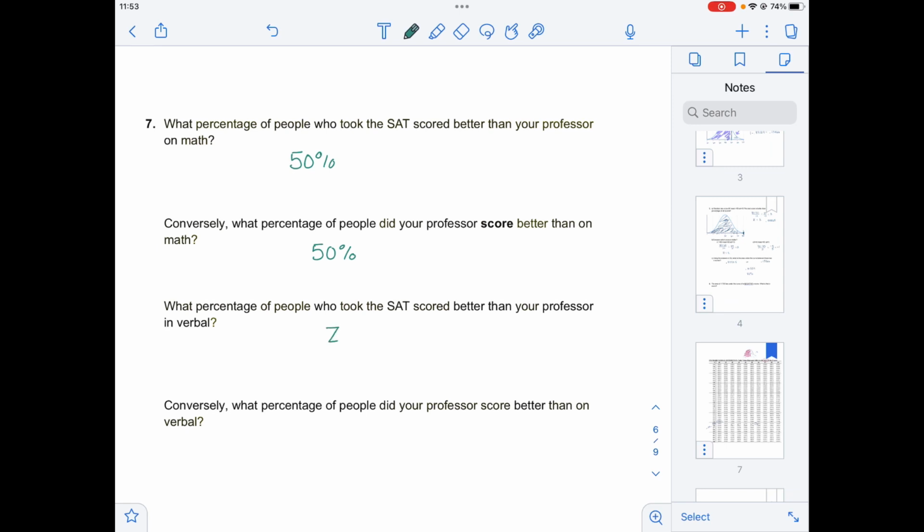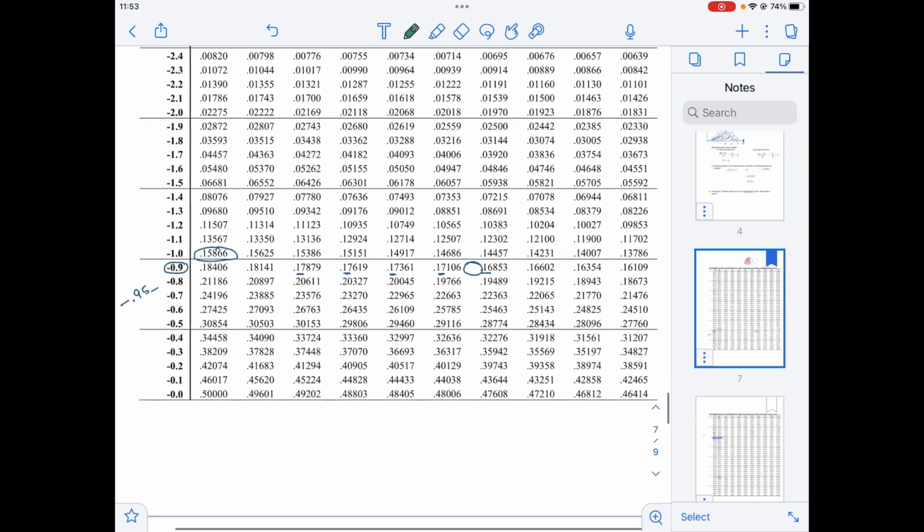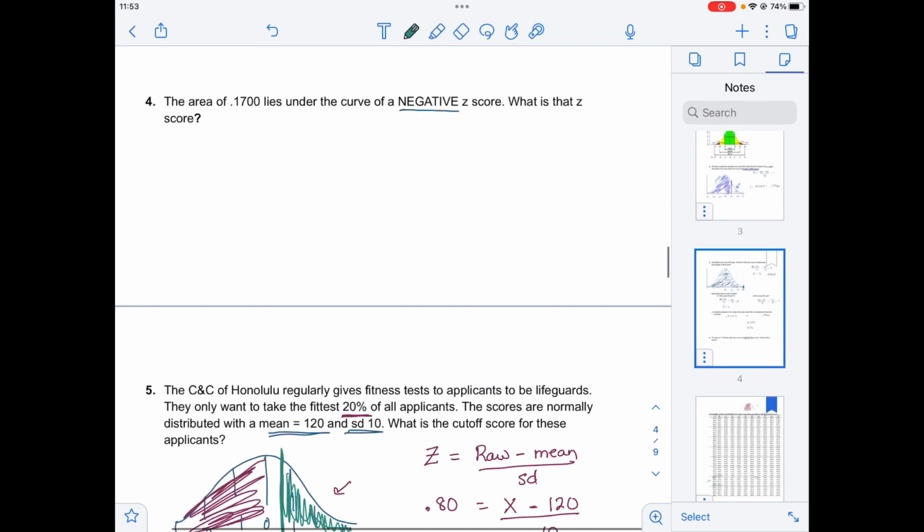So our Z-score for our verbal was negative 0.5. Let's look at our table and go to our negative 0.5, and here is our negative 0.5 for the 0.00 column. So he had a 0.30854. Let's look and see what that looks like.